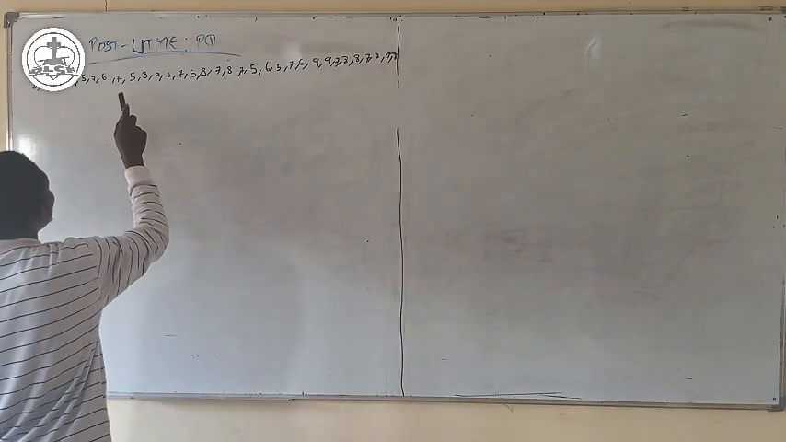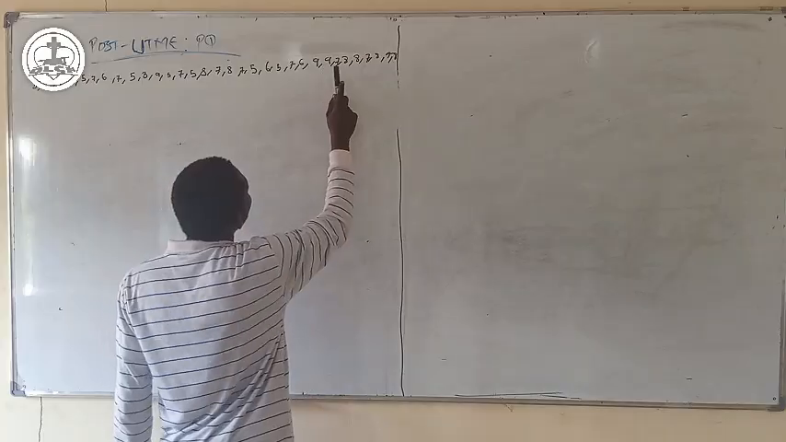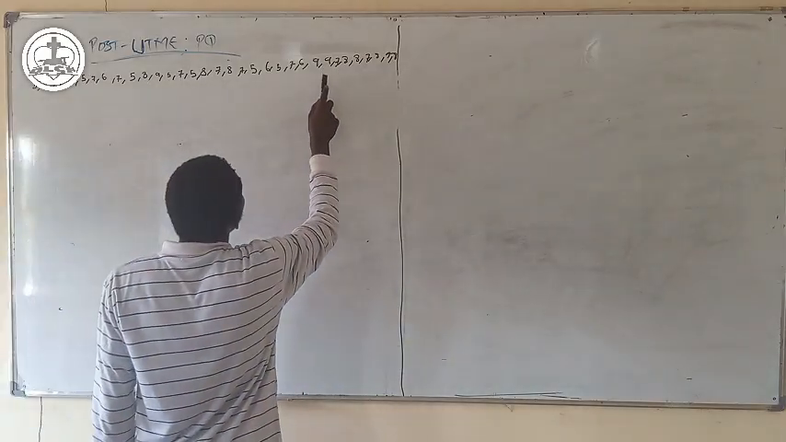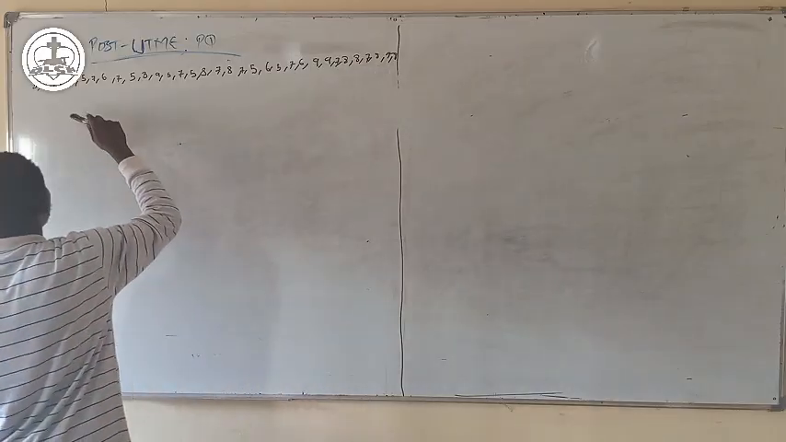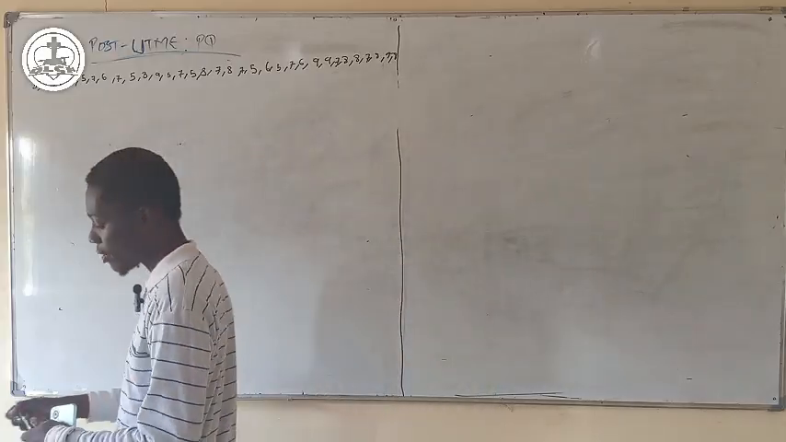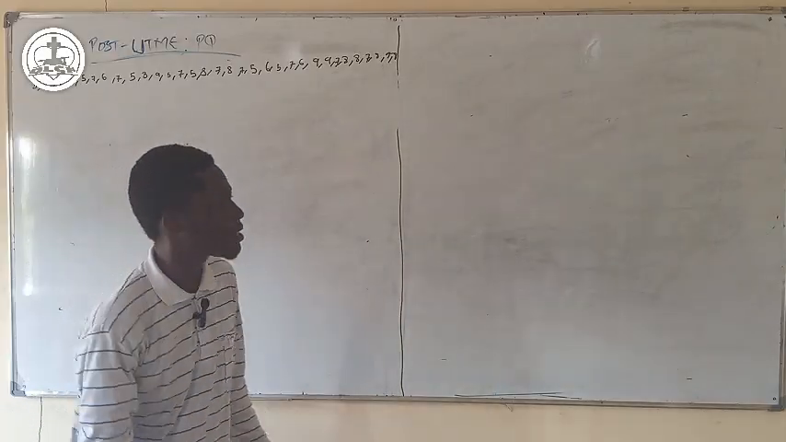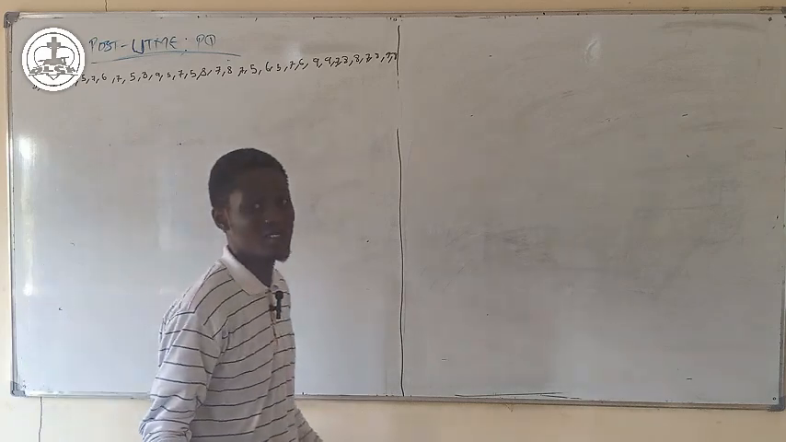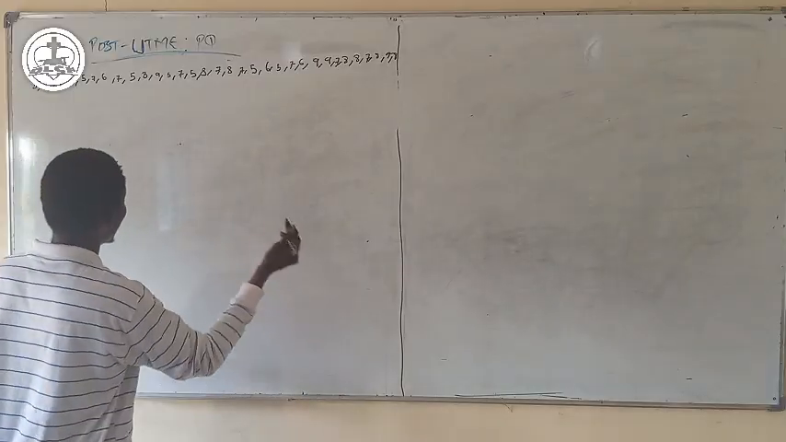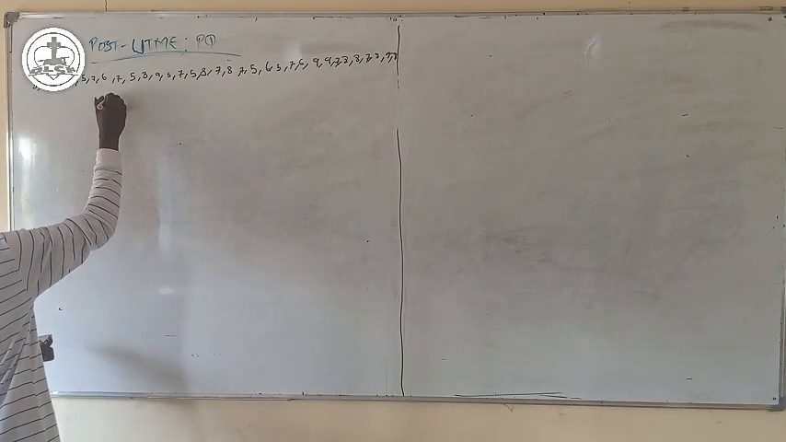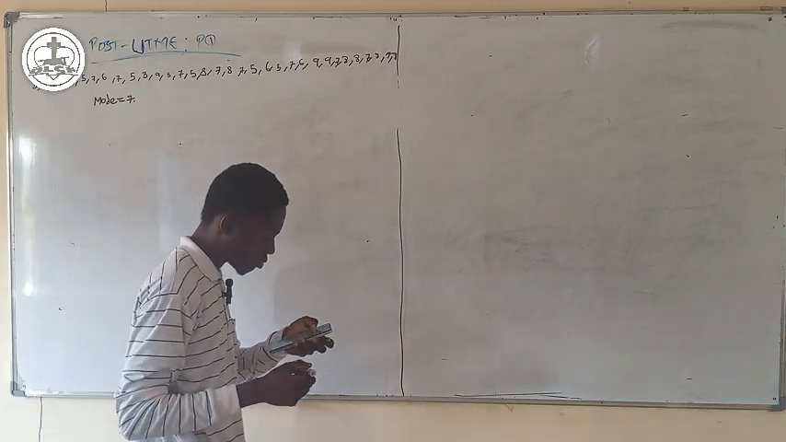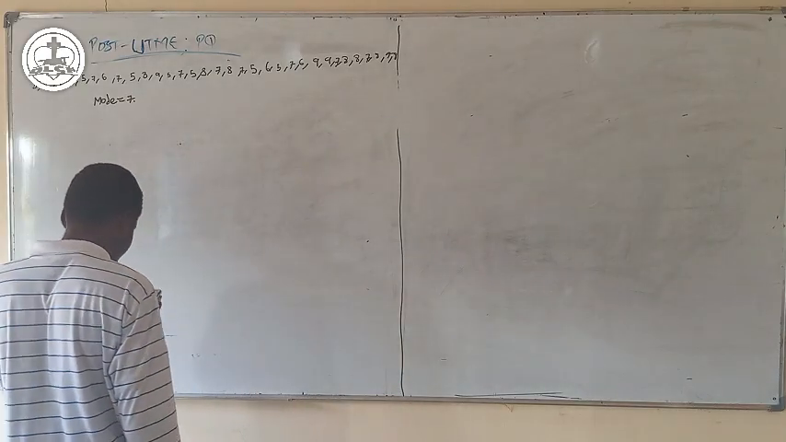How many 7s do we have here? 1, 2, 3, 4, 5, 6, 7, 8. And how many 8s? 1, 2, 3, 4, 5, 6, 7. And how many 9s? 1, 2, 3, 4, 5, just five 9s. If you observe the statistics, you realize that 7 occurs most frequently, with 8 occurrences in this data. So that already gives us our answer: our mode is equal to 7. Very easy.